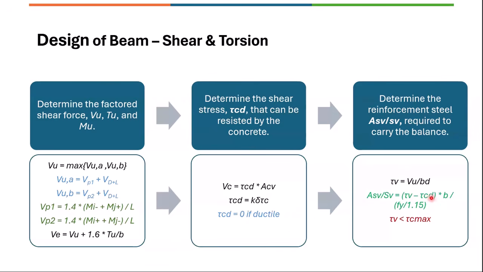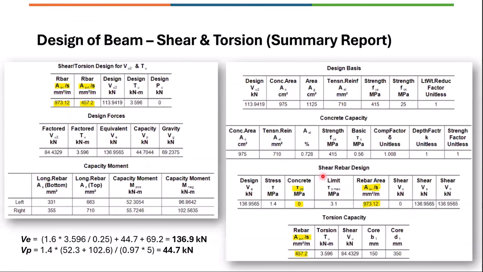And the usual output, which is the shear reinforcement, is reported as a ratio Asv by Sv. So you can provide the detailing, the standard set of legends, two-legged, 10 at 200, like that, can easily work out. So in the report, you'll get all that information.